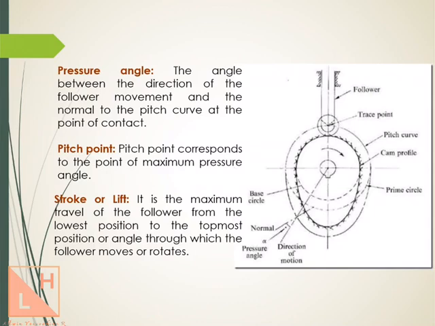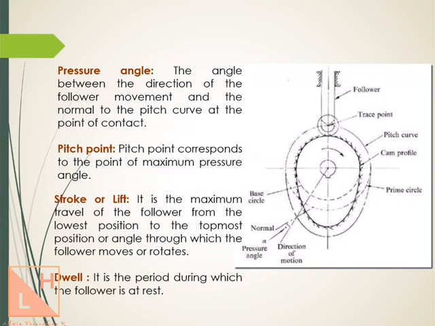Similar to what you will find in internal combustion engines, the movement of the piston from bottom dead center to top dead center is called stroke. In the same manner, here we do not have dead centers, but we call it the lowest position to the highest position. It is also measured in terms of angle if it is an oscillating follower. For a translating follower, we measure it from the lowest position to the topmost position, and for an oscillating follower we measure it with respect to the angle through which the follower moves or rotates.